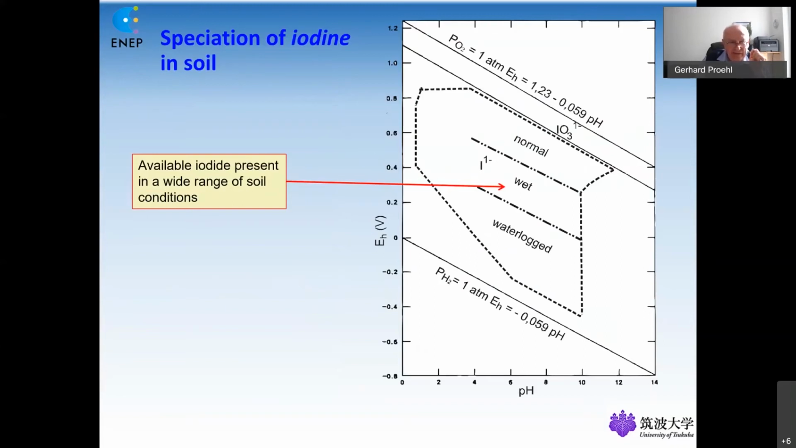The next example is iodine. Iodine also undergoes a very pronounced speciation, and the most available form is iodide. Iodide is mainly present in a wide range of soils, but under wet conditions. Under normal conditions, it is oxidized to iodate. Sorry for that.